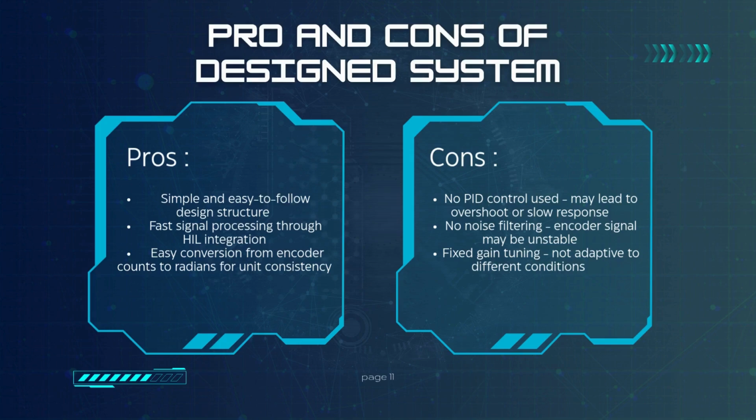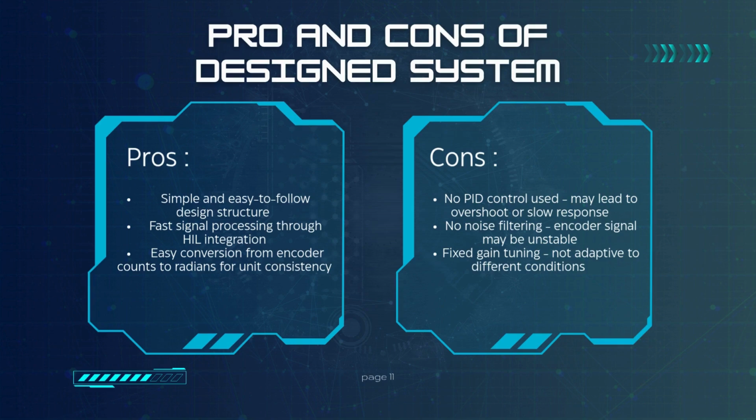Now, let's move on to the pros and cons of our control system design based on the LabVIEW block diagram. This evaluation helps us understand both the strengths and the limitations of our approach. First, simple and easy to follow design structure. The block diagram we implemented is straightforward. It includes clear steps like reading the encoder, converting units, calculating the error, and writing output to the motor. This simplicity makes it easier to troubleshoot or explain later.